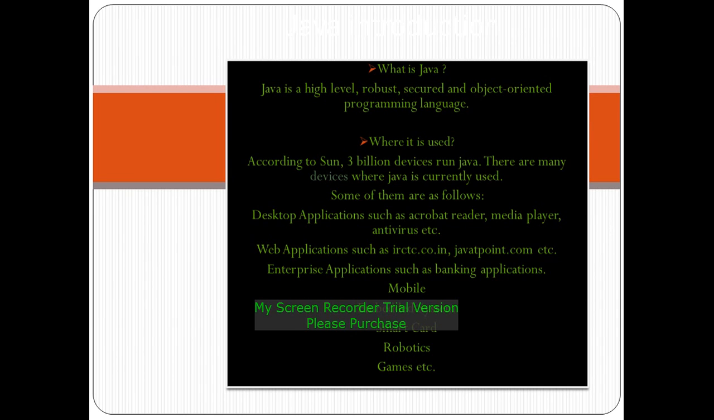So, what is the Java language? The Java language is nothing but a computer language. It is used to develop software. Java is a high level language which is easy to understand and secure, and it is object oriented programming. The language which is object oriented programming is used to develop for real time entities, like we use for a washing machine.